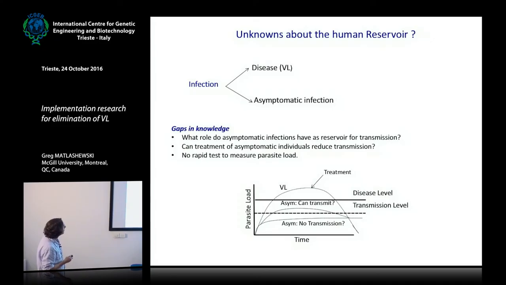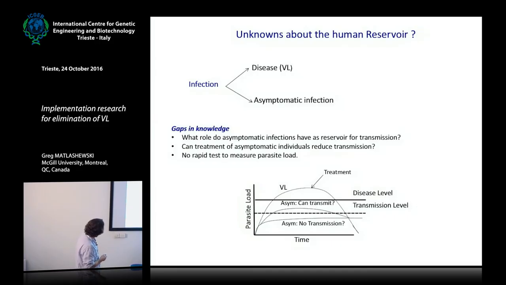I'll just talk a little bit about reservoirs. As you're starting to remove the disease and reach the elimination program, you really want to start targeting the reservoirs as well as you can. One of the things is we're not sure what the reservoir is. We know that visceral leishmaniasis is a reservoir, but we don't know if these asymptomatic people can transmit the disease. So that's one question: what role does asymptomatic infection play in transmission of the disease?